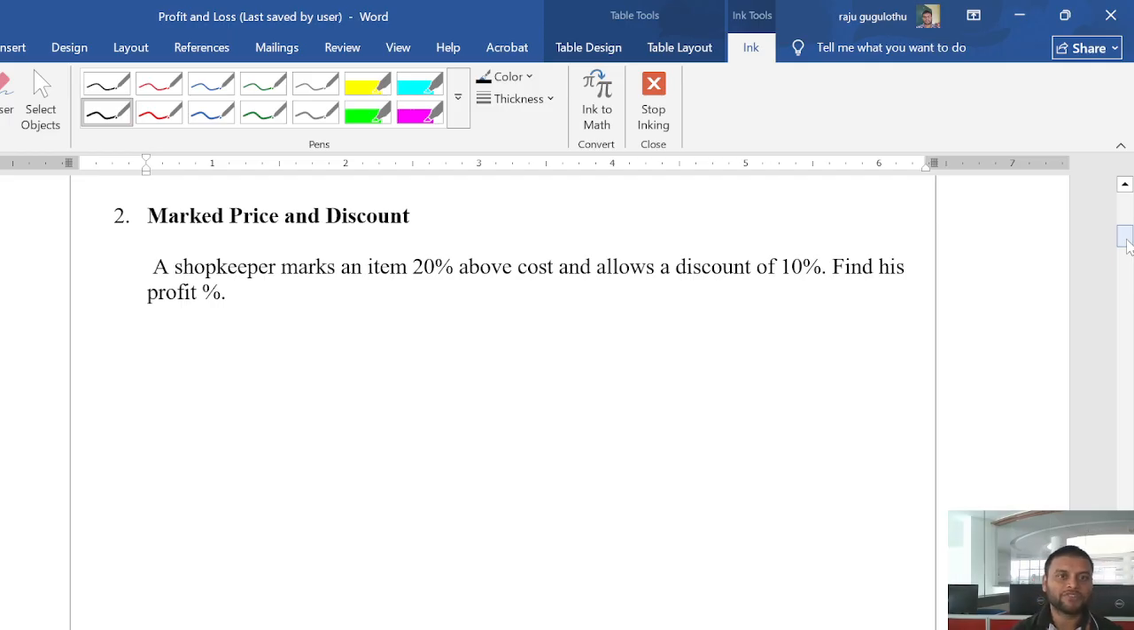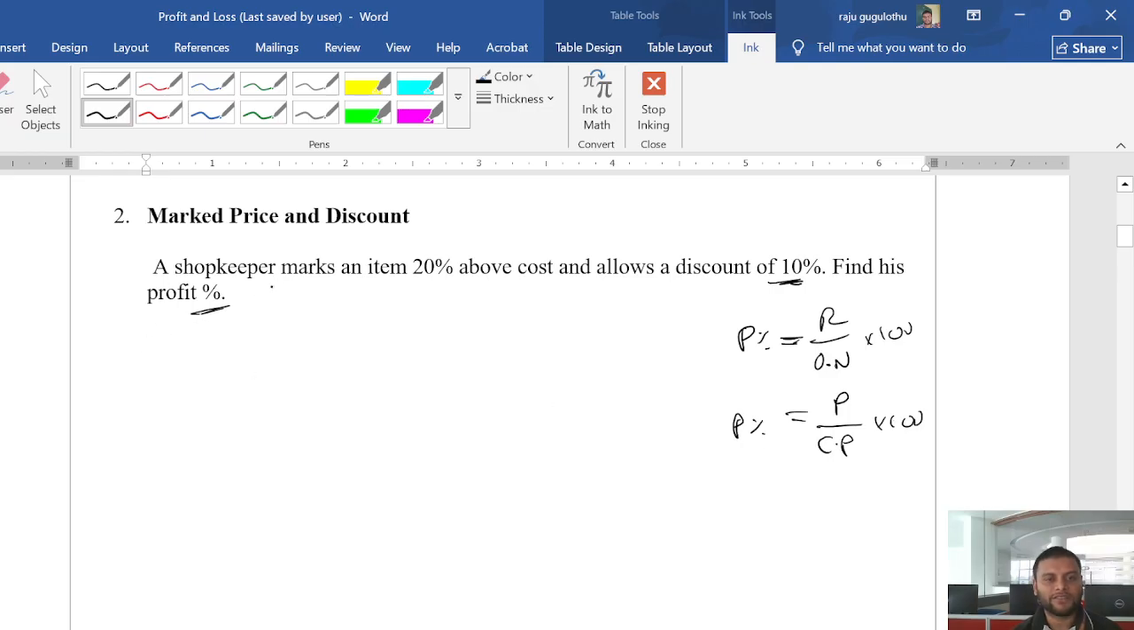Okay, this is another type of question, guys, where market price and discount are given to you. A shopkeeper marks an item 20% above the cost price and allows a discount of 10%. Find his profit percentage. Again, my friends, profit percentage is equal to result divided by original number into 100. This is the general form. The result may be a profit or loss, depending upon the question. In this question, result is profit here, so I can say profit divided by cost price into 100. That is the formula for profit percentage.